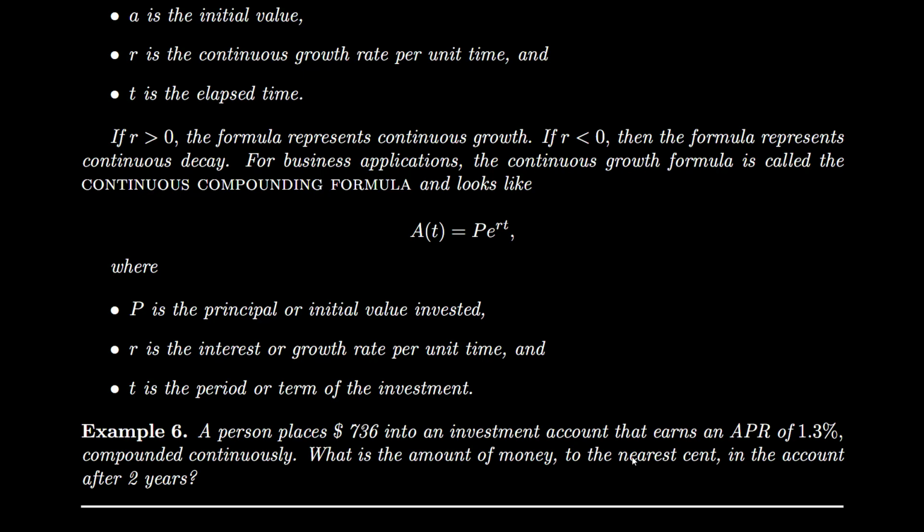P is the principal. r is the interest rate per unit time. And t is the period or term of investment. You've seen this before. So it looks a lot more simple. And this gets rid of that n. If you look back at the previous formula that you had for this, this gets rid of the n.